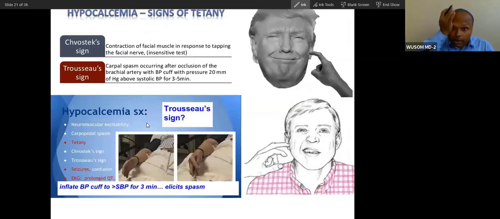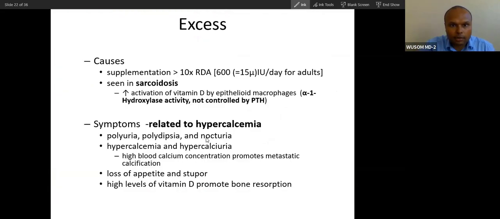Vitamin D deficiency in adults can cause low calcium. These are the signs of presentation of low calcium. These two signs: Chvostek sign and Trousseau sign. Trousseau sign: when you put a cuff, the hand will bend, carpopedal spasm will be there. When you tap on the facial nerve, there will be pulling of the angle of the mouth. This is called Chvostek sign. This is Trousseau sign. This is because of hypocalcemia.